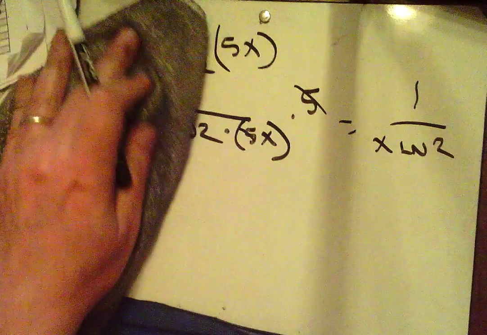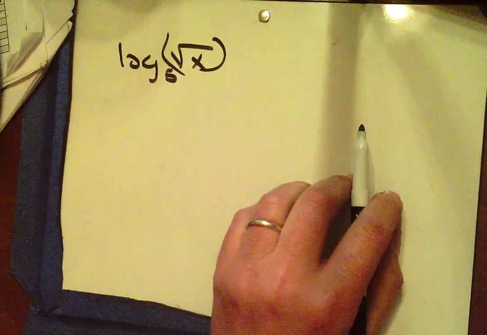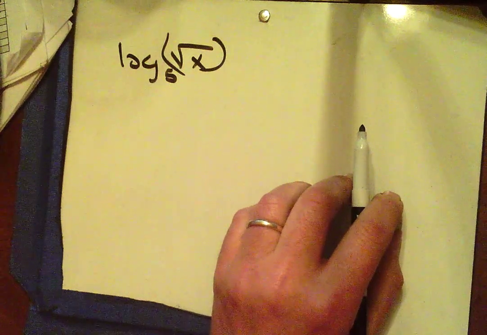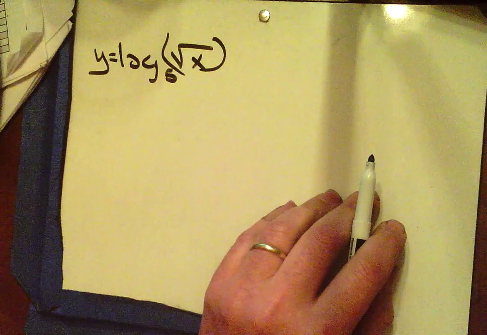So let's step it up a notch. Sorry, really paranoid, wanting to make sure this thing gets not unplugged again. Okay, here's your problem. Log base 5 of square root of x. Come back when you're done with the derivative.